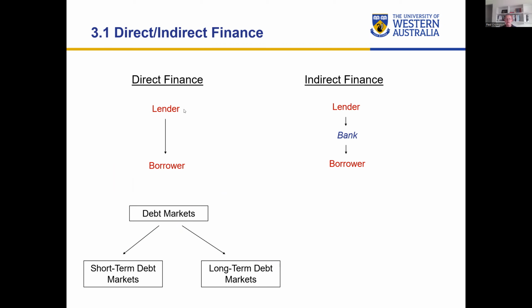So we have lenders and borrowers lending money directly. The lenders lend money directly to the borrower. There's no intermediary. And these markets are called debt markets. This topic 3 is focusing on short-term debt markets, whereas topic 4 is focusing on long-term debt markets.